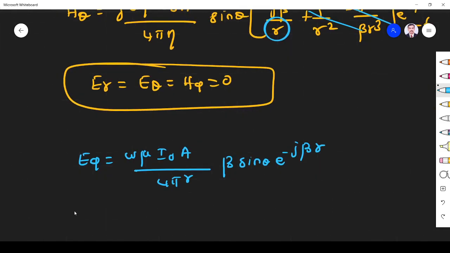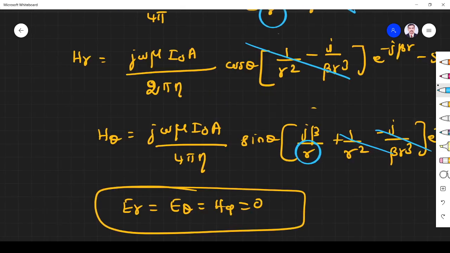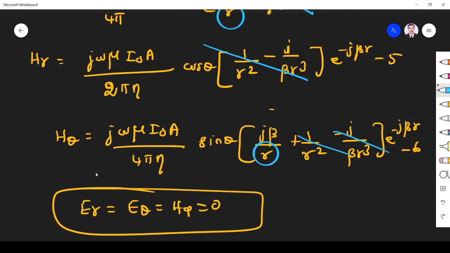Similarly, H theta is given by minus E phi by eta. H is equal to E by eta, we know. So what is H theta? This is what H theta only is there. The H phi and HR components are not there because the 1 by r component is not there. 1 by r is radiation. So j into j minus 1, right? Omega mu I naught divided by 4 pi eta beta e power minus j beta r.